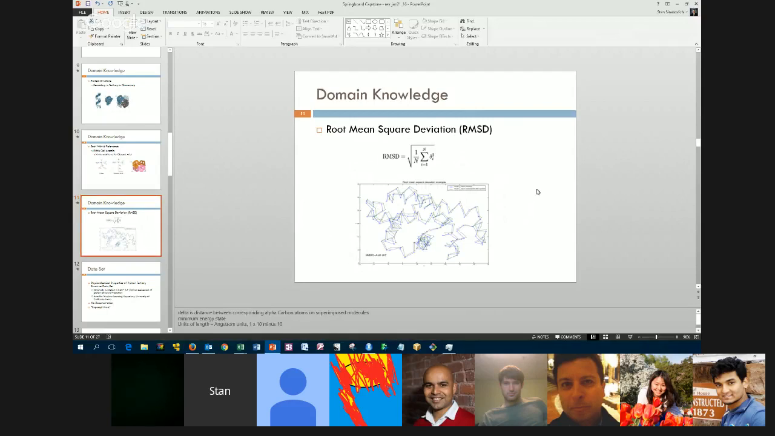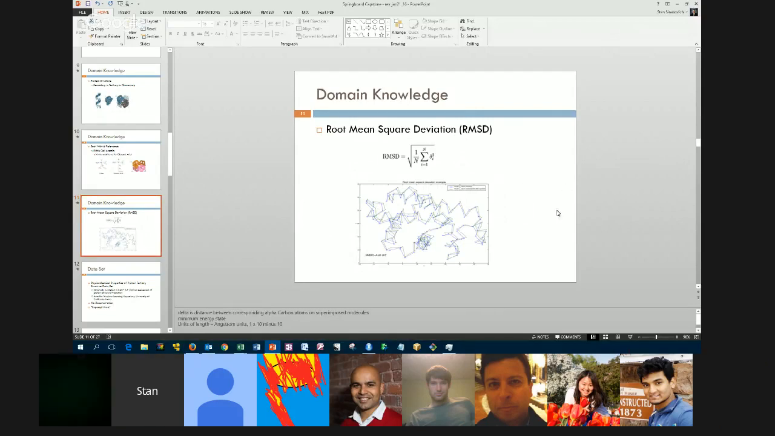Now, root mean square deviation. What do we mean by that? Let's look at the bottom picture here first. This is a representation of what we just looked at, our long protein molecule. And the blue one is the predicted conformation in three-dimensional space, and the green is the actual. And what we want to do is measure the distance between these little dots here.